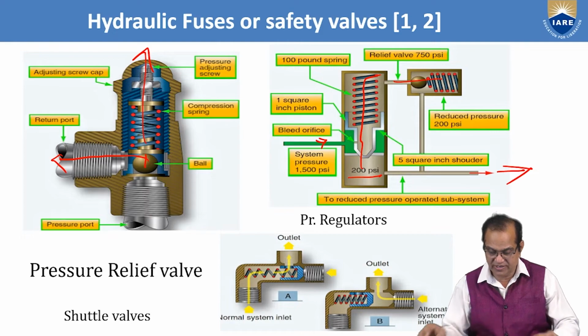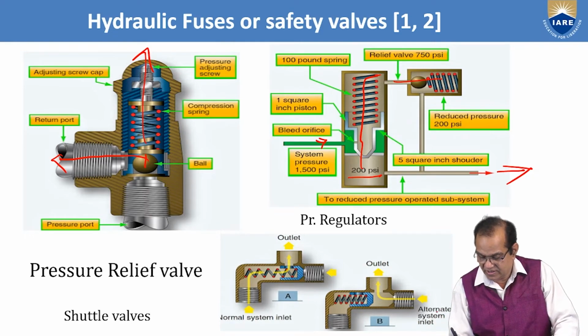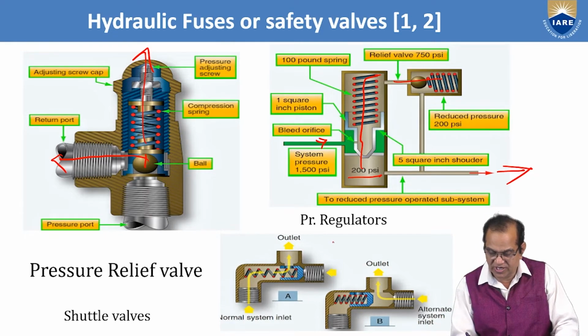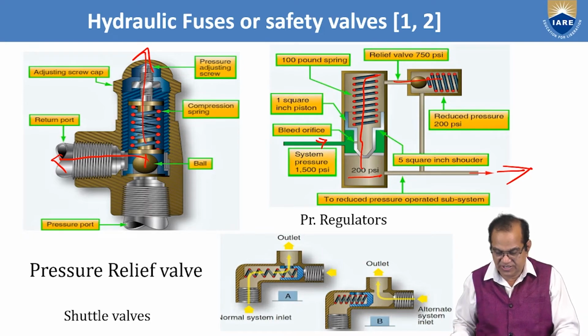Next we have here the alternate system inlet and outlet. These are the shuttle valve.